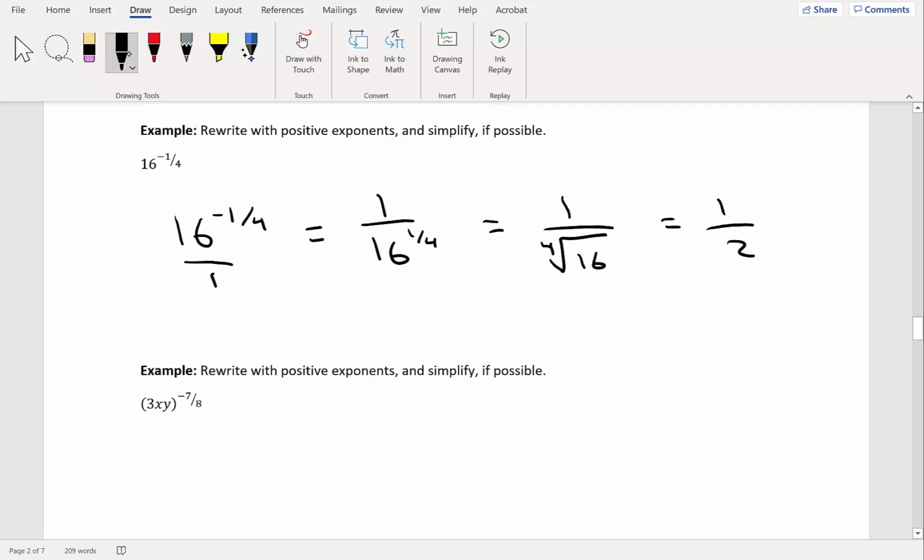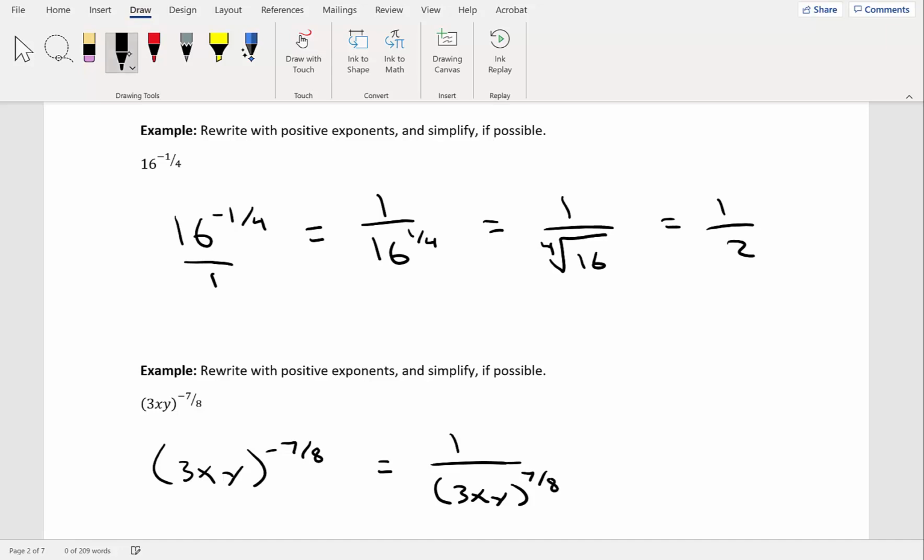Let's take a look at another one. So we have 3xy raised to the negative 7/8. Okay, well, let's go ahead and take the reciprocal. So we have 1 over 3xy. And now we change our exponent to be positive. So this would be 1 over 3xy raised to the 7/8 power.